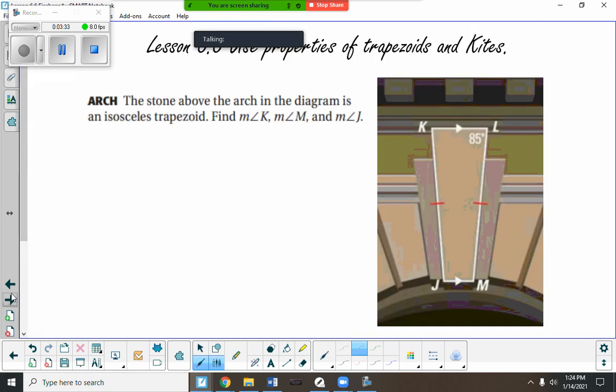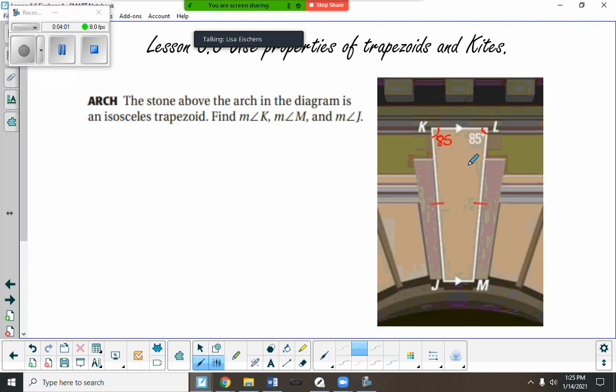All right, here's a good problem. It says the stone above the arch in the diagram is an isosceles trapezoid. Find the measure of angle KMJ. So it's an isosceles trapezoid. So what that means is the base angles are congruent. So if this is 85, this is 85. You can mark that in right away.